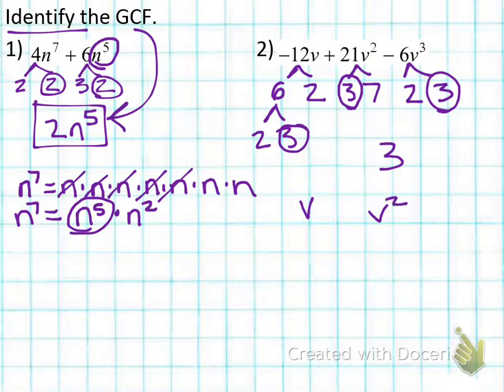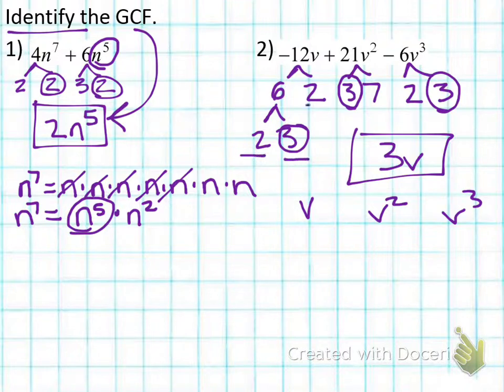Now we're going to look at the variables. So I have v squared, and v cubed. Okay, so the biggest thing that the variables all have in common is a single v. Okay, so that's going to be my greatest common factor here.